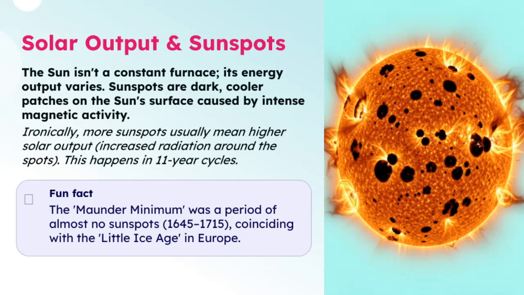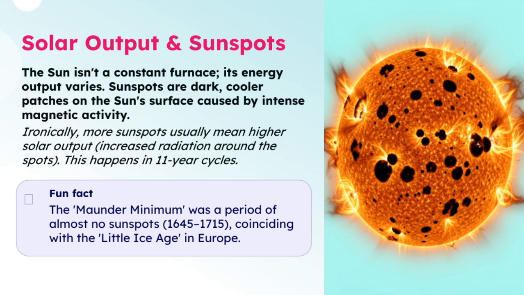Now let's look at another natural factor, solar output. The Sun is the main source of energy for Earth's climate system, but its energy output is not perfectly constant. One sign of solar variation is sunspots. Sunspots are dark, cooler patches on the Sun's surface caused by intense magnetic activity. It might sound strange, but periods with more sunspots are often linked to slightly higher solar output overall, because the surrounding areas can release more radiation. Sunspot activity tends to follow an 11-year cycle.